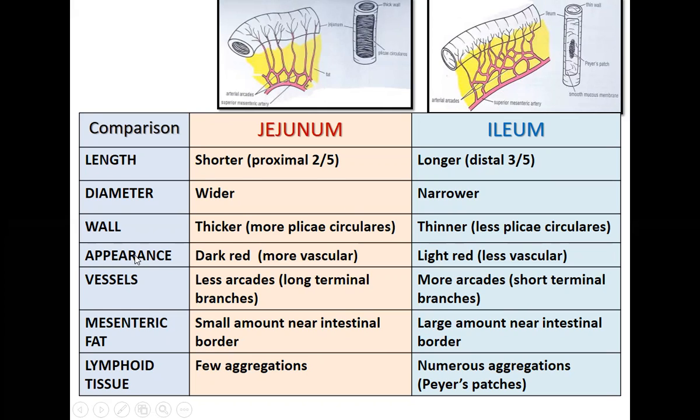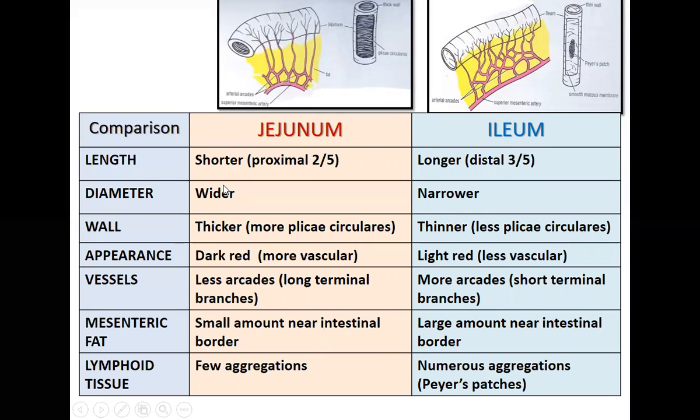Appearance: when we use a hand lens, as I said, the jejunum will look dark red because of the more vascularity. More vessels are supplying the jejunum because of the absorption. More absorption will be taking place in the jejunum, so there will be more blood vessels, compared to the ileum, where there will be slightly fewer. So the blood vessels are fewer, and it is light red in color.